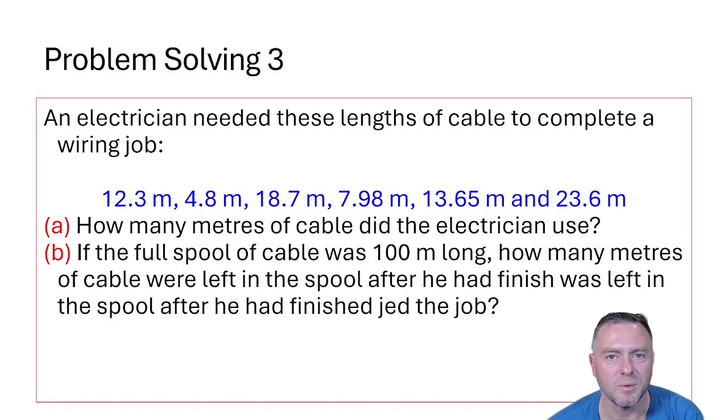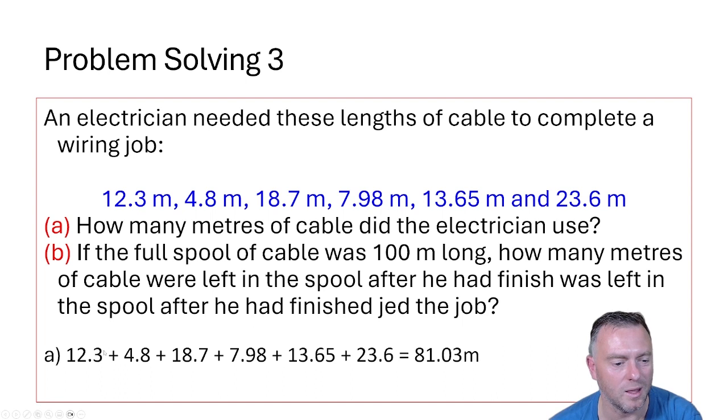An electrician needs these lengths of cable to complete a wiring job. So he needs 12.3, 4.8, 18.7, 7.98, 13.65, and 23.6. How many meters of cable did the electrician use? That's the first question. And then, if a full spool of cable is 100 meters long, how many meters of cable were left in the spool after he had finished the job? So you would add them together. You got 12.3 plus 4.8 plus 18.7 plus 7.98 plus 13.65 plus 23.6, and then you got 81.03. And then for part B, you do 100 take away that answer, and you got 18.97 meters.